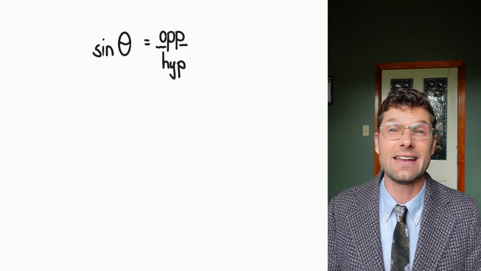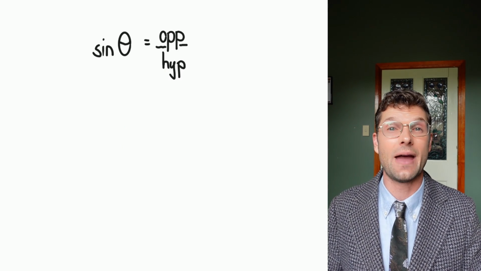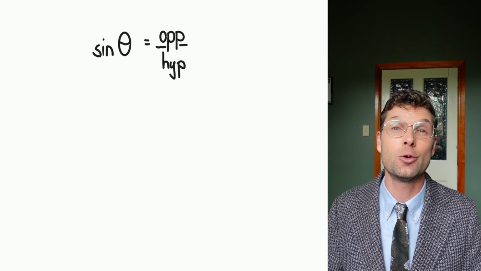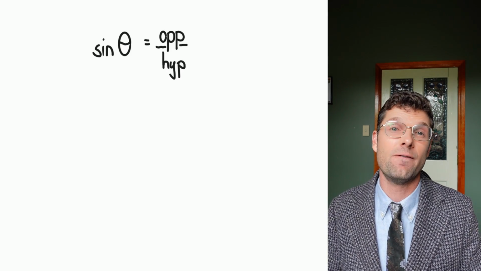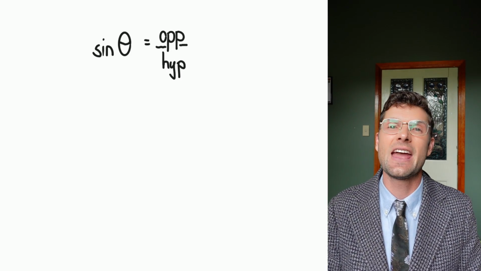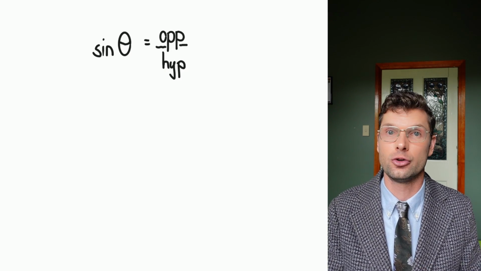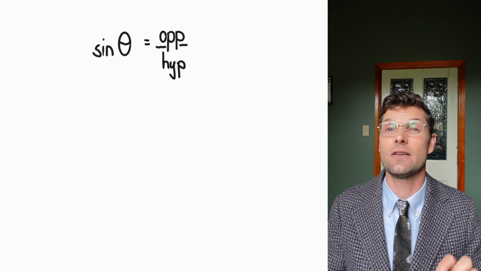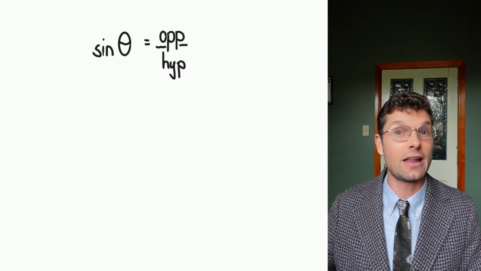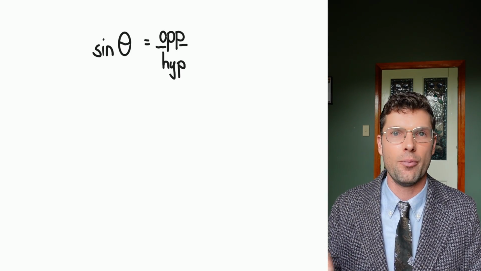So the first one is called the sine ratio, and the sine of an angle is equal to the opposite side divided by the hypotenuse. This thing, sine, is just a mathematical function that the calculator will do for you. All we need to know is that the angle size is in relation to opposite divided by hypotenuse.